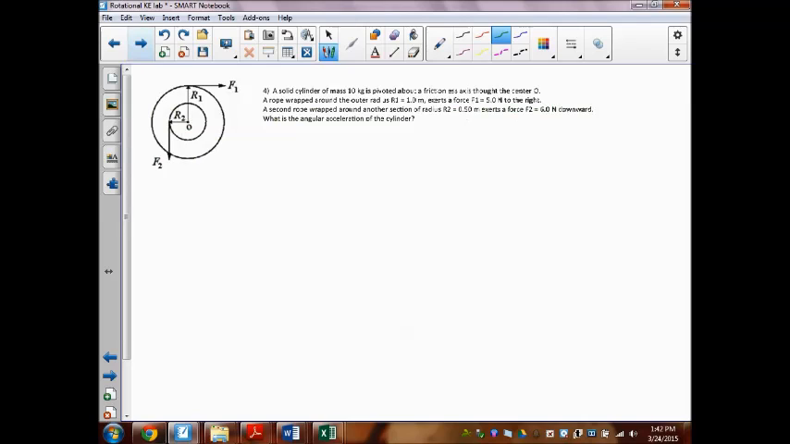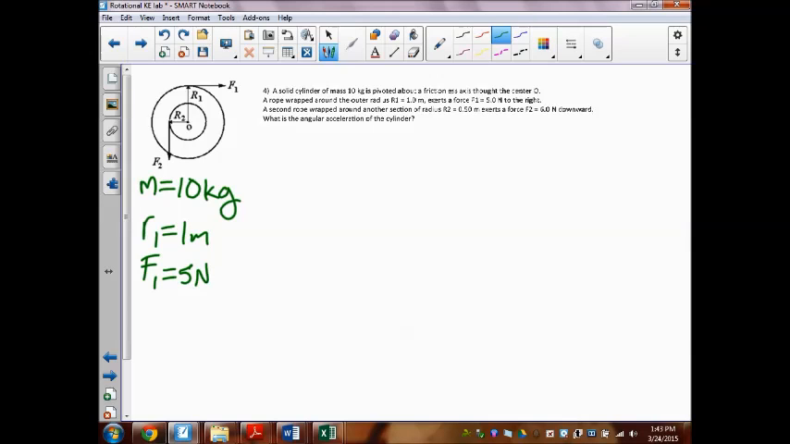All right, let's check out number 4. A solid cylinder of mass 10 kilograms is pivoted around a frictionless axis through the center, which is marked O. A rope wrapped around the outer radius is 1 meter and exerts a force of 5 newtons to the right. A second rope wrapped around another section of the radius, which is 0.5 meters, exerts a force of 6 newtons downward. What is the angular acceleration of the cylinder?